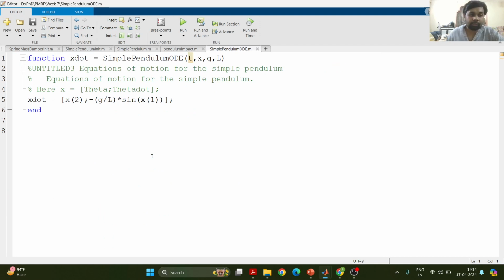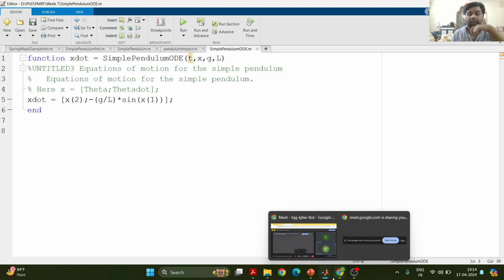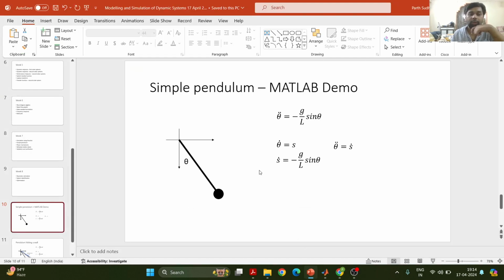Here we write this function in this way. If x is the set of state variables, or state vector, then the function should return x dot, the vector containing the derivative of the state variables. In the case of the simple pendulum, the state vector is basically the theta and s vector.